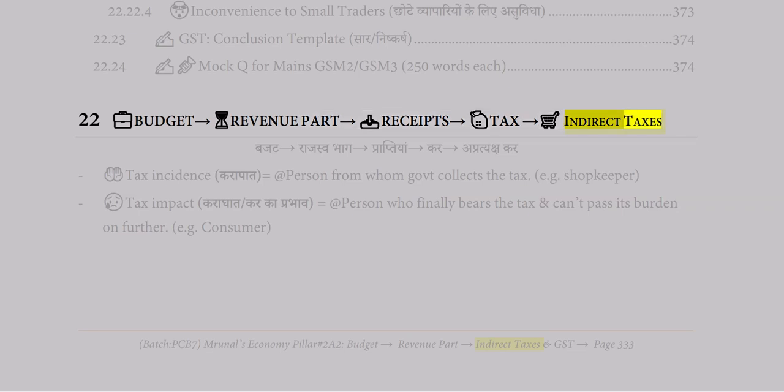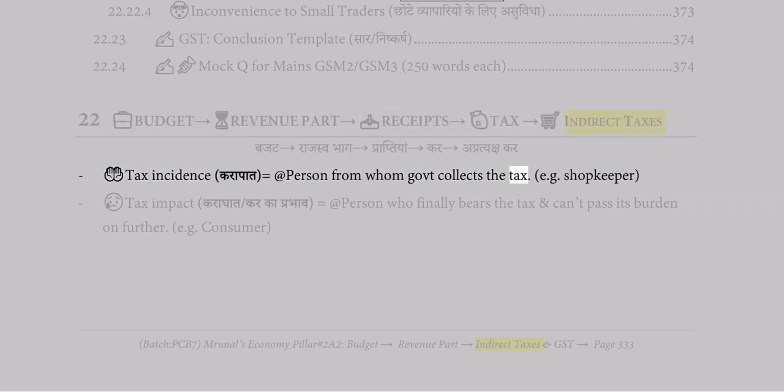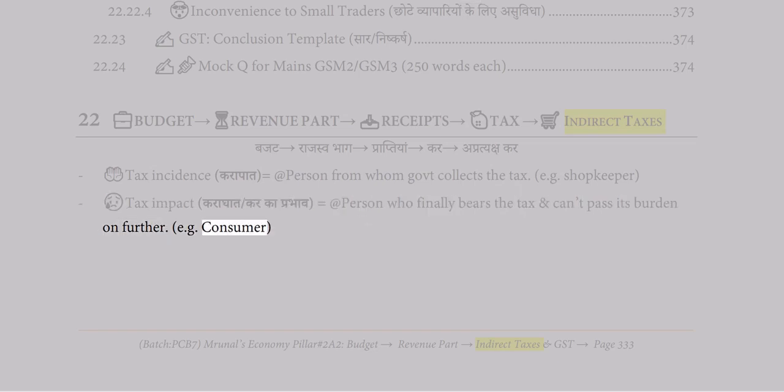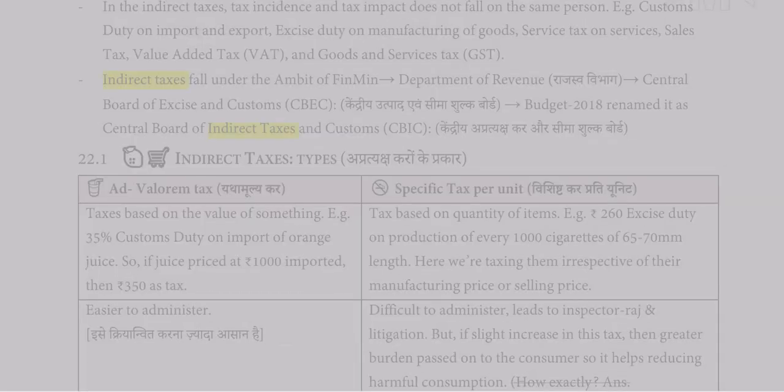Indirect taxes: tax incidence is the person from whom the government collects the tax, e.g. the shopkeeper. Tax impact is the person who finally bears the tax and can't pass its burden on further, e.g. the consumer. In indirect taxes, tax incidence and tax impact do not fall on the same person.